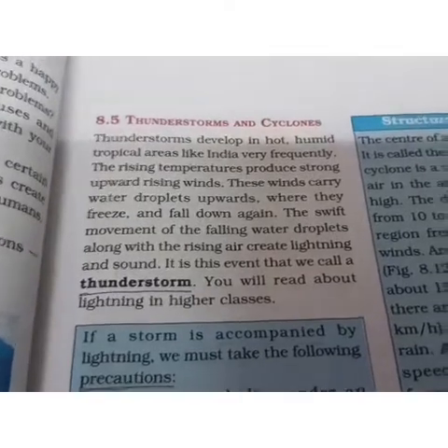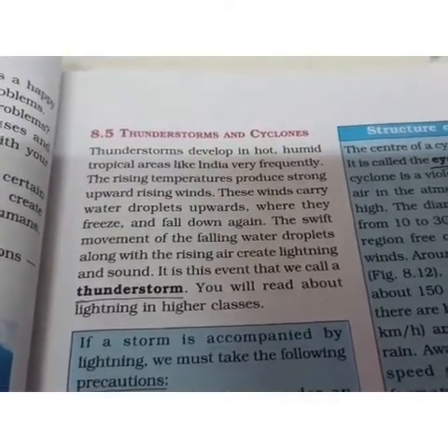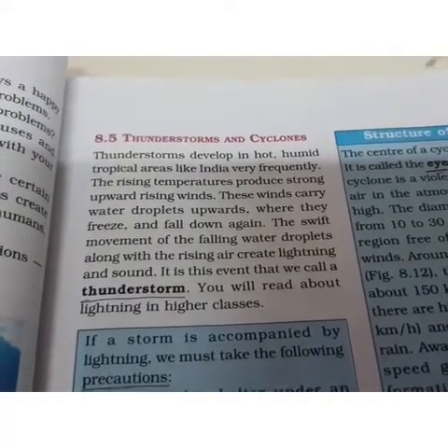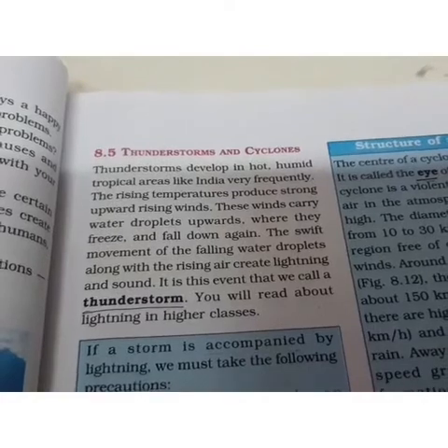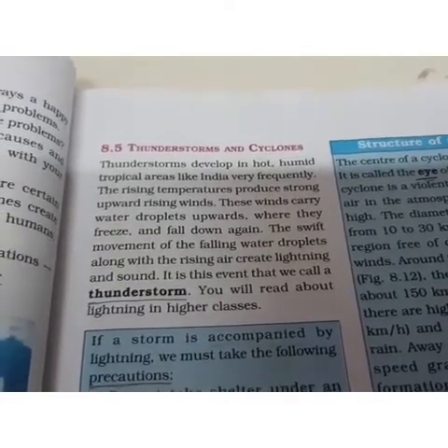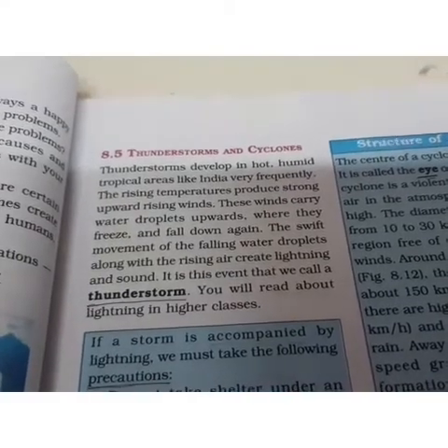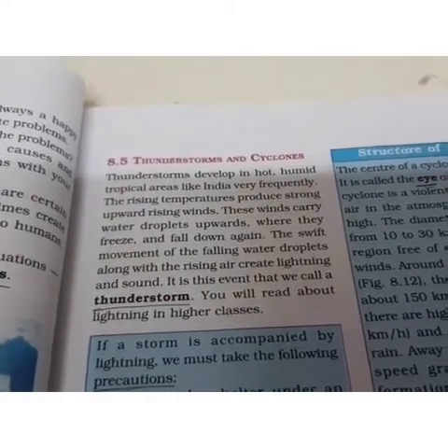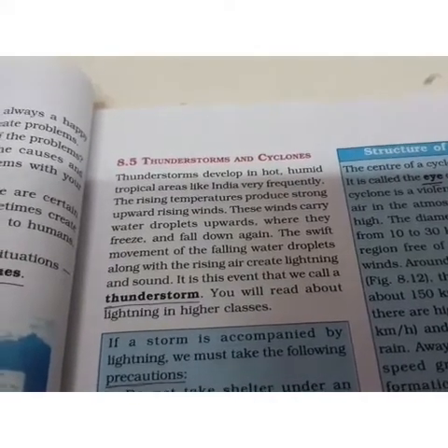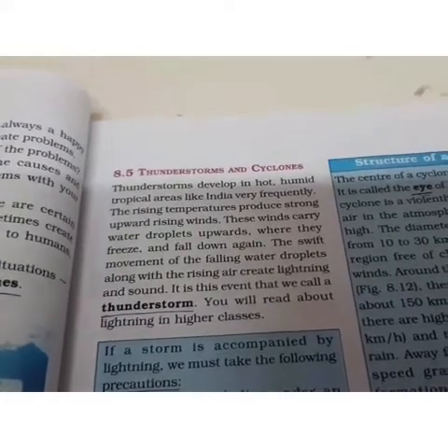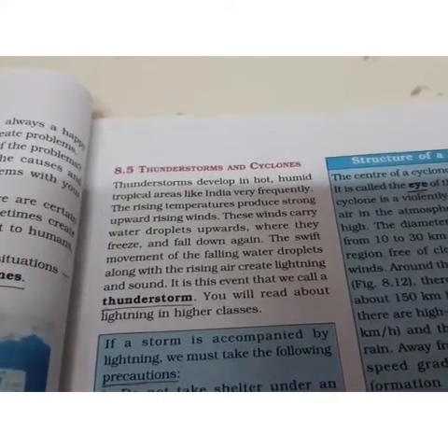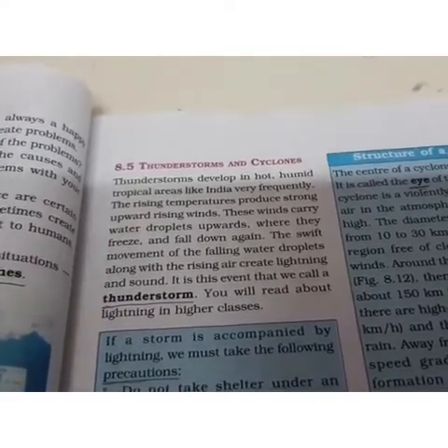The rising temperature produces strong upward rising winds. These winds carry water droplets upwards, when they freeze and fall down again. So जब टेम्परेचर बहुत ज़्यादा हाई हो जाता है, the rising temperature produces the strong upward winds. As the temperature increases, the amount of air that gets heated up is quite more, so it produces a strong upward rising wind. मतलब बहुत ज़्यादा अमाउंट में हवा गर्म होकर ऊपर की तरफ जाती है, और यही विंड अपने साथ थोड़े थोड़े वाटर के ड्रॉपलेट्स भी कैरी करते हुए जाती है.